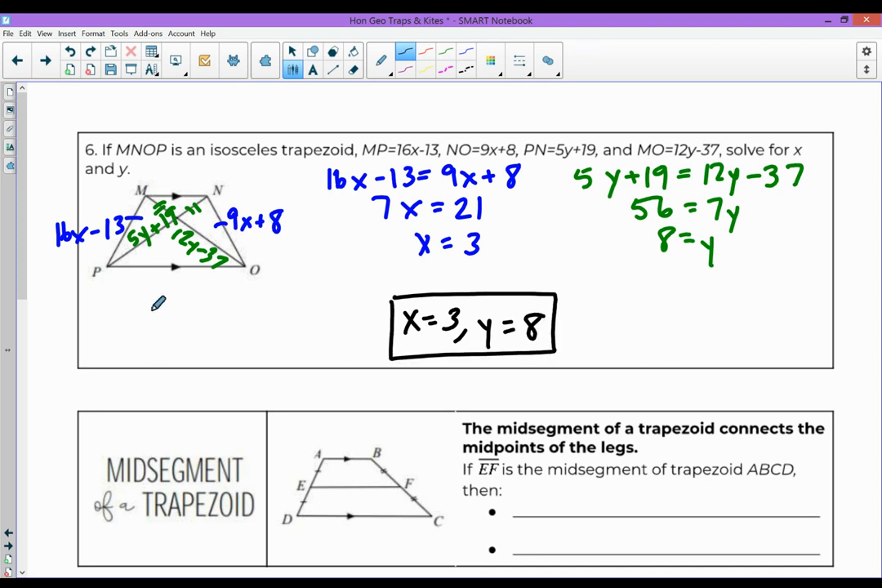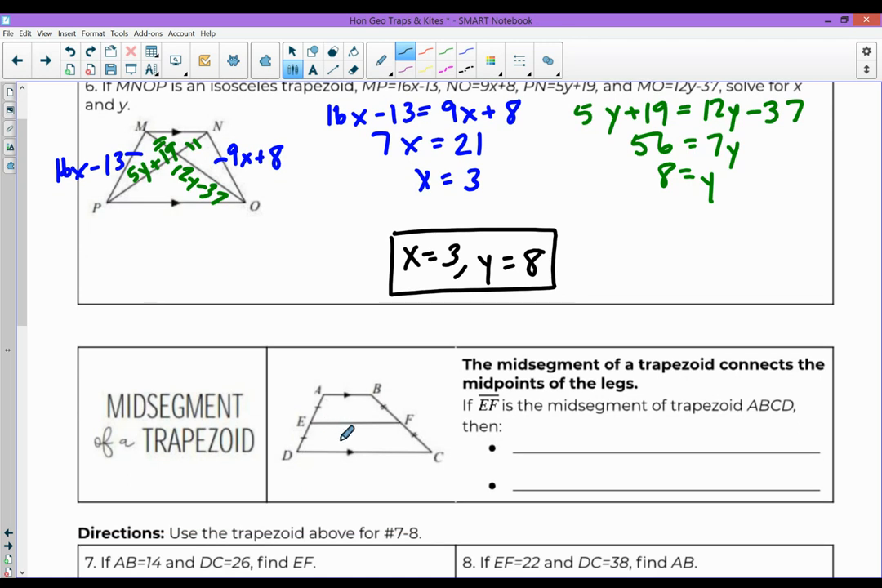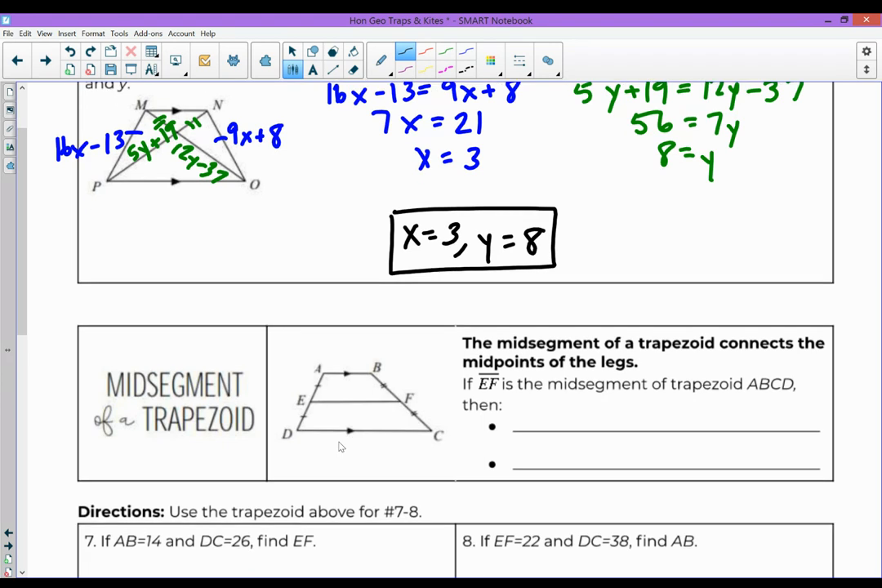So those are the basic properties of a trapezoid. And then also the mid-segment of a trapezoid has some pretty cool properties too. So let's talk about them. The mid-segment of a trapezoid connects the midpoints of the legs. So I know that E is the midpoint of segment AD because of these tick marks here.